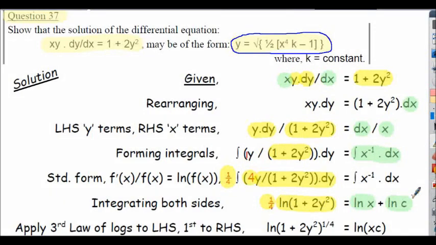from the expression. So on the next line I've simply applied the third law of logarithms to the left hand side. So on the left hand side I have the natural log of the bracket raised to the power of a quarter, that's the application of the third law, and I've applied the first law of logarithms to the right hand side. So adding ln x plus ln c can be written as ln of the x times c in the bracket.